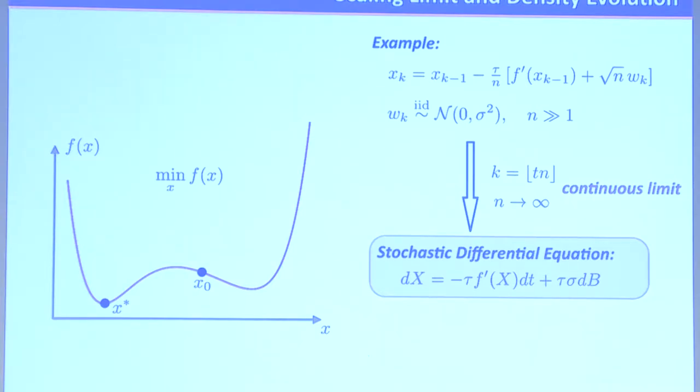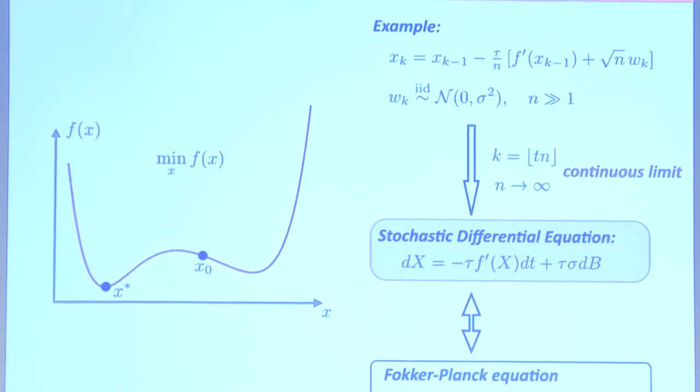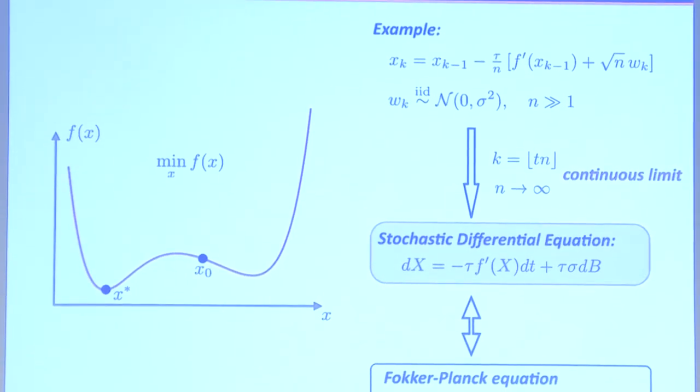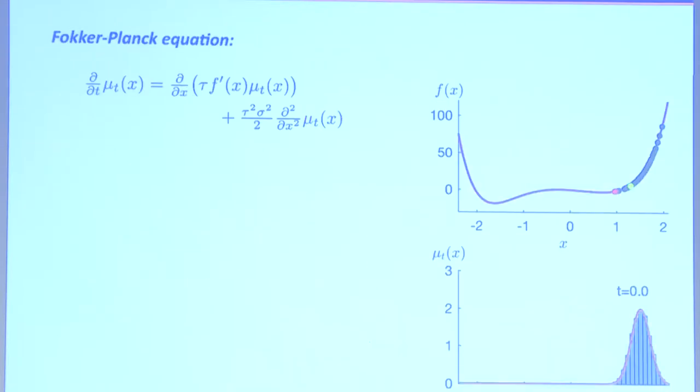Now, there is an equivalent way of describing this process in terms of density evolution, because at any given time, x of t, the location of that particle, is a random variable. It has a density. So if we call mu_t of x the PDF of that random variable at time t, then the time evolution of this PDF is governed by this partial differential equation, the so-called Fokker-Planck equation, right? It only involves one spatial dimension and one time dimension, which we can easily solve, either numerically or analytically.